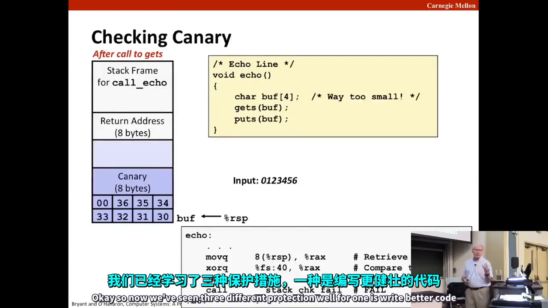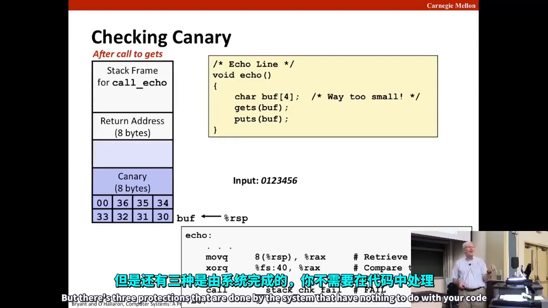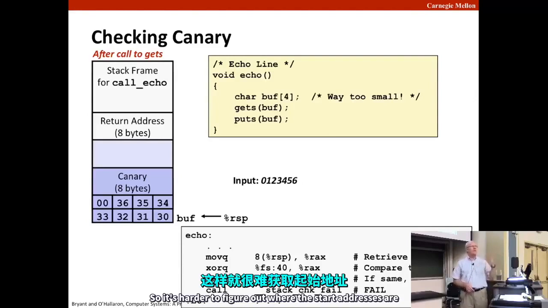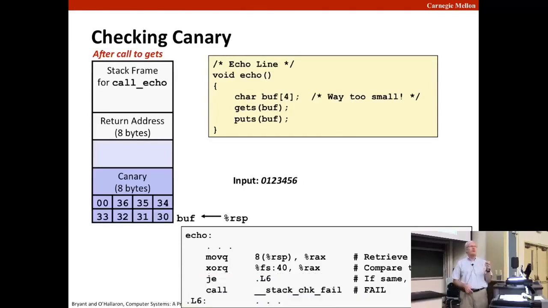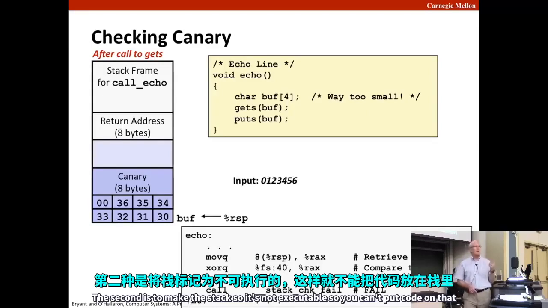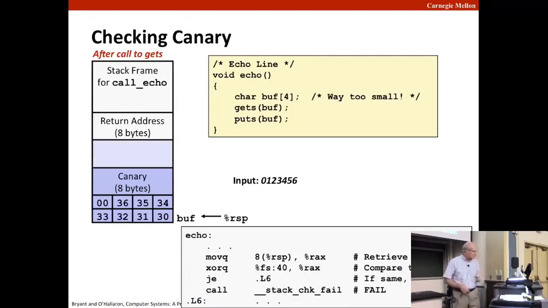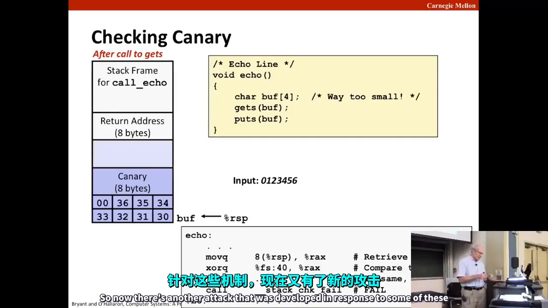Okay, so now we've seen 3 different protections. Well, 4. One is write better code. But there's 3 protections that are done by the system that have nothing to do with your code. Right? One is to randomize the stack position so it's harder to figure out where the start addresses are. The second is to make the stack not executable, so you can't put code on that. And then the third is to use a stack canary or other mechanisms to detect a potential buffer overflow at the source.